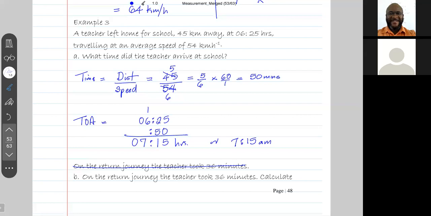Now, guys, on the return journey, the teacher took 36 minutes. So going, the teacher took 50 minutes. When the teacher was coming back, the teacher only took 36 minutes. So since the teacher took less time, it means that the teacher was driving faster going back home. We're to calculate his average speed in kilometers per hour for the return journey home.